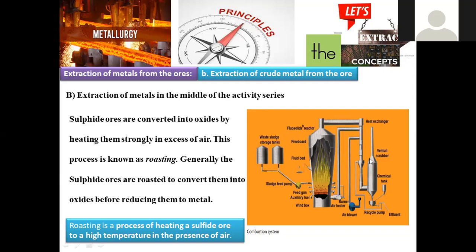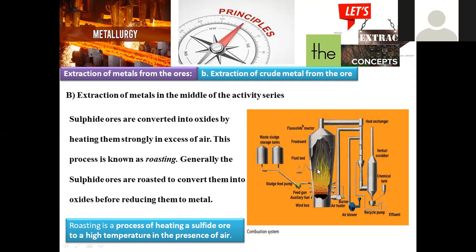So when we are taking excess of air, here you can clearly observe how the roasting process is carried out. Here sulfide ore was taken. That sulfide ore is heated at high temperature in the presence of oxygen, so that oxygen gets mixed and sulfur will be removed. So here metal sulfide is converted into metal oxide. This entire process is carried out in the presence of air, hence it is called a roasting process.